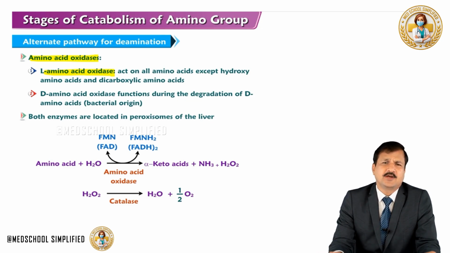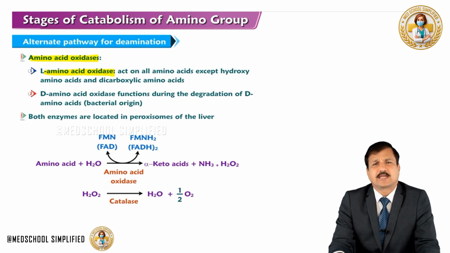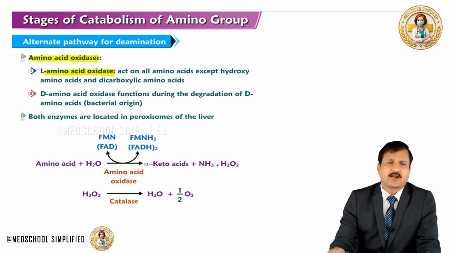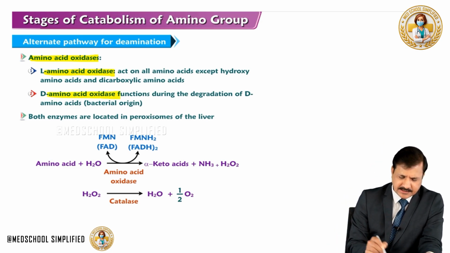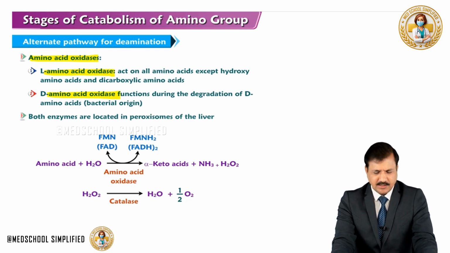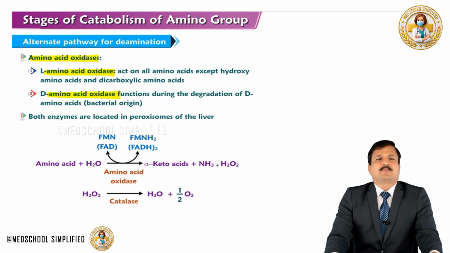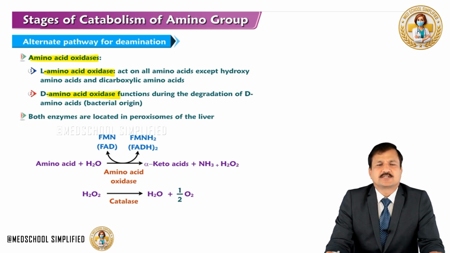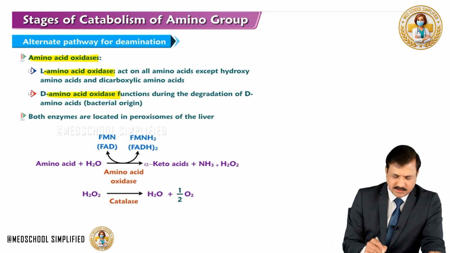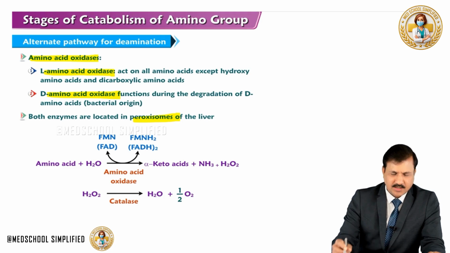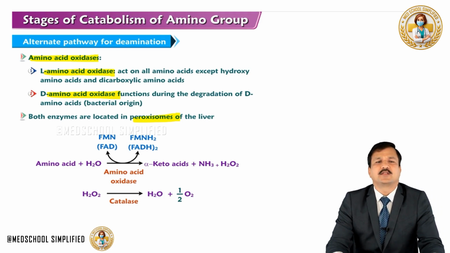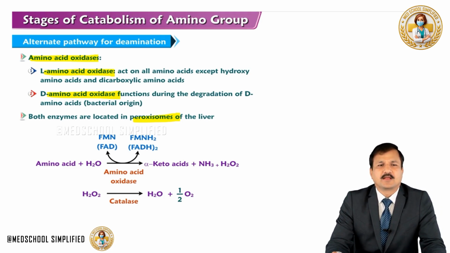This L-amino acid oxidase is generally present in the kidney. Similarly, there are D-amino acid oxidases which function during the degradation of D-amino acids which are of bacterial origin from our intestine. Now both these types of amino acid oxidases are present in the peroxisomes of the liver, and also you're going to find them in the kidney.